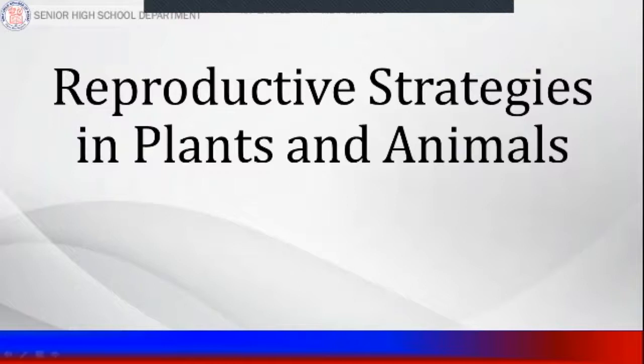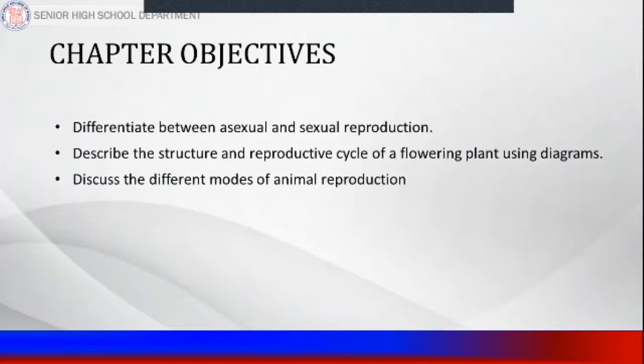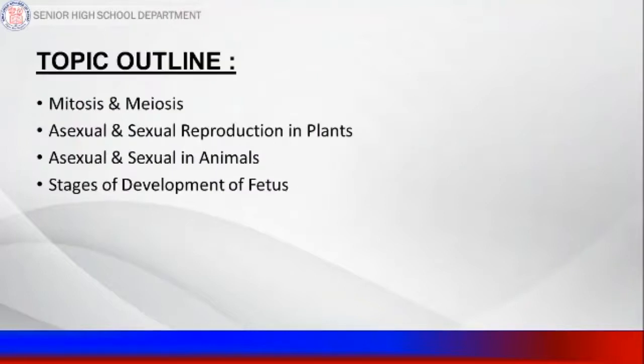So, reproductive strategies in plants and animals. For this week we'll just focus on the plants first, and then next week we'll be continuing our discussion for animals. So our objectives for today are to differentiate between asexual and sexual reproduction, describe the structure and reproductive cycle of a flowering plant using diagrams, and discuss the different modes of animal reproduction. That is a continuation for next week.